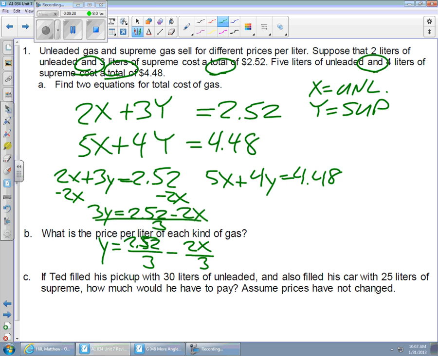Your calculator can deal with this exactly the way it's written, so you don't necessarily have to worry about simplifying if all you plan on doing is dumping it in the calculator on the next step anyway. Over here to the other equation, 5x plus 4y equals 4.48. What's the first step? Move the x's to the other side. The opposite of positive 5x is negative 5x. Whatever we do to one side, we do to the other.